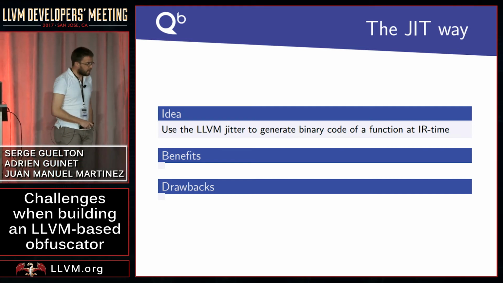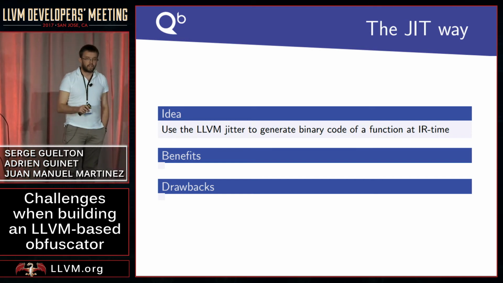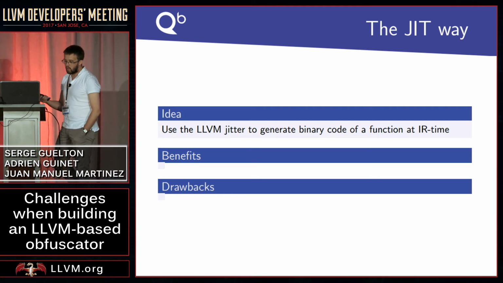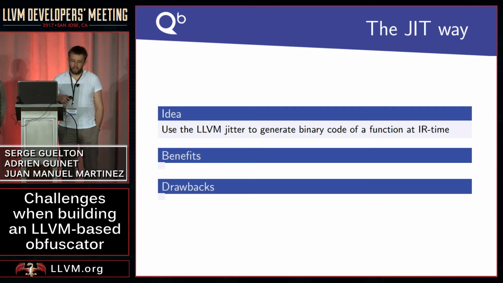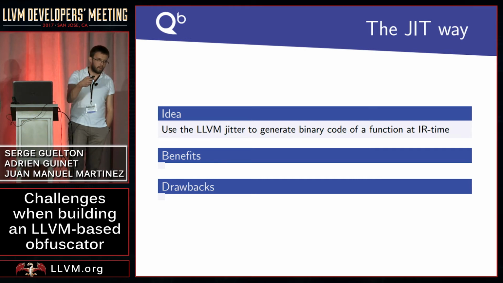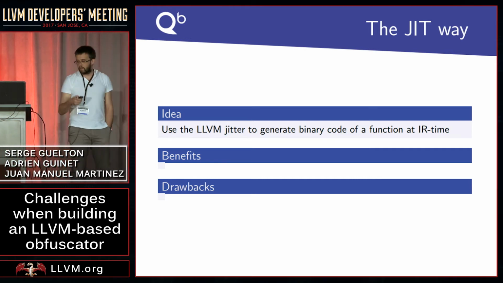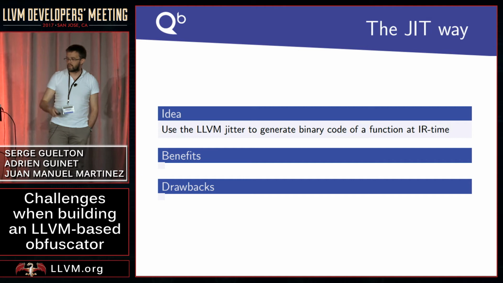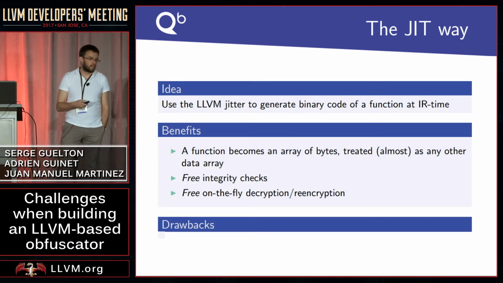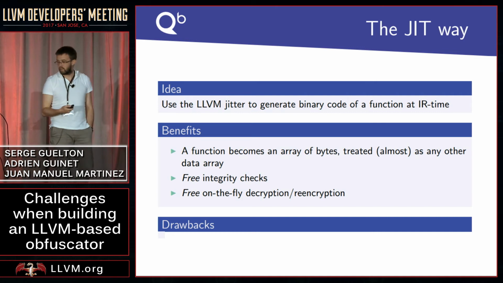The idea is to use the LLVM JIT to generate the function code at IR time. So basically, if I get my putTest hello world function, at IR time, I will use the JIT to emit assembly, and I will put this assembly in an array in the IR, and then the function will be transformed just to a jump to this array. So the benefit is that we can treat a function as an array of bytes, which is kind of interesting.